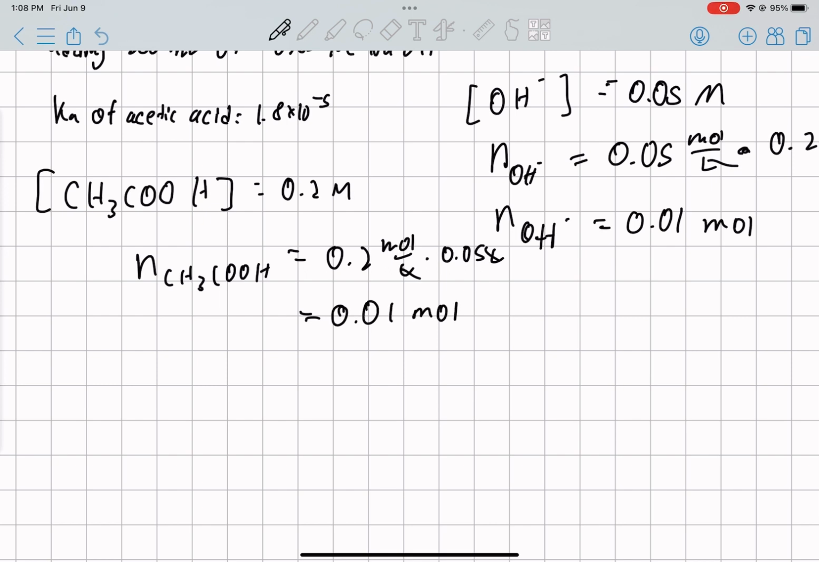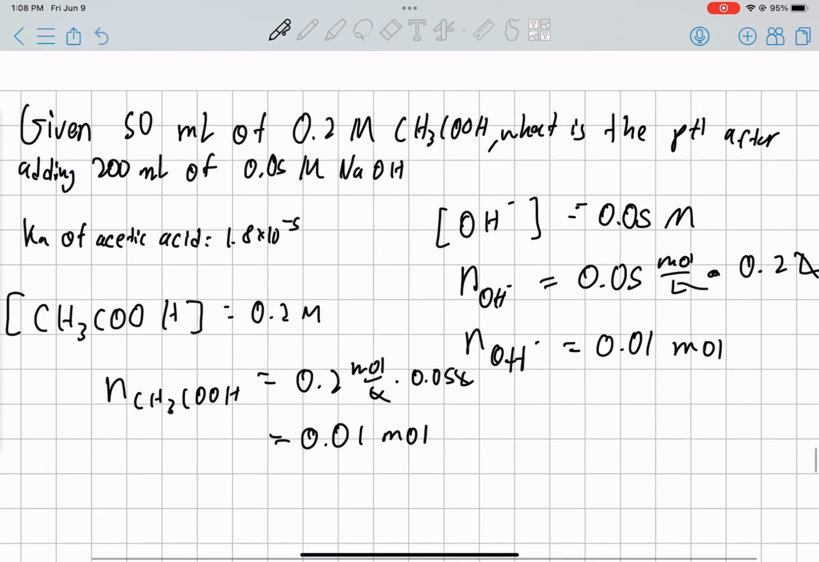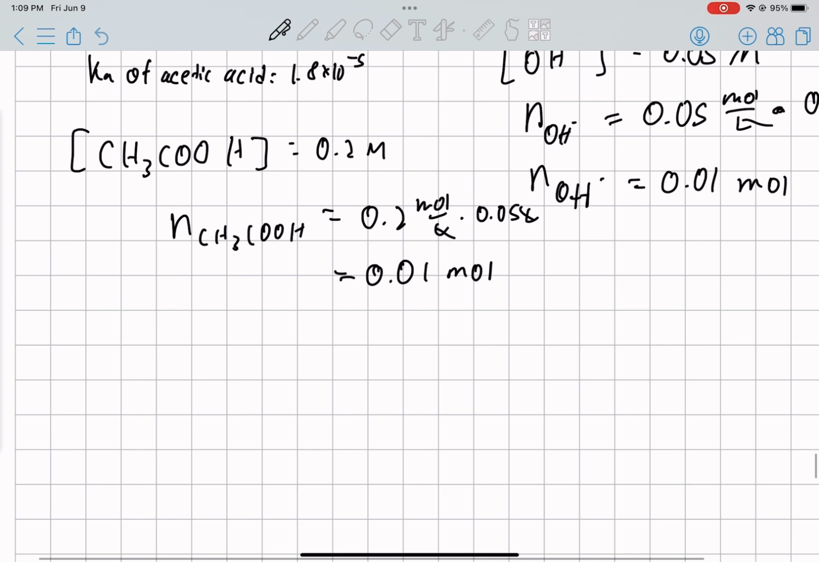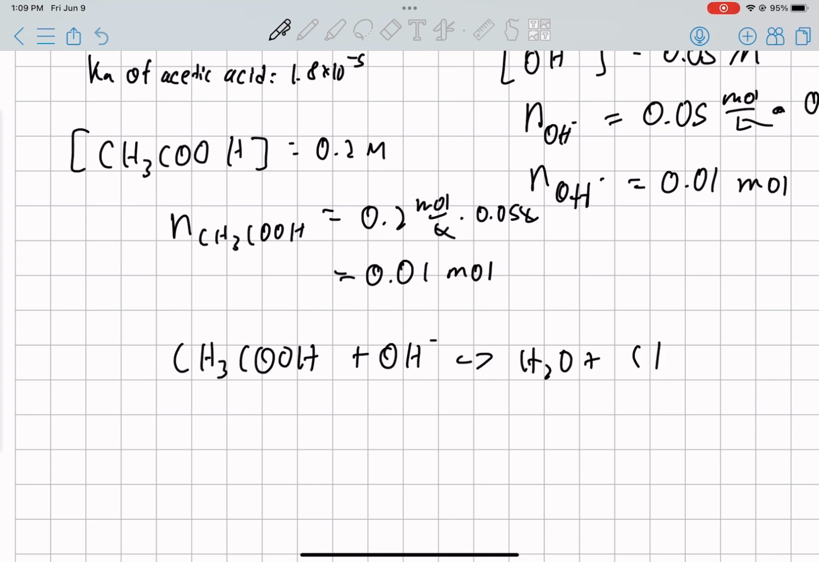Okay, so why did I do this? Well, now we're going to go ahead and write the equation for what this reaction will look like. What will it look like when our weak acid reacts with our strong base? And it'll look something like this. CH3COOH plus OH minus. And this reaction is not at equilibrium. It's just one step. Becomes H2O plus CH3COO minus.